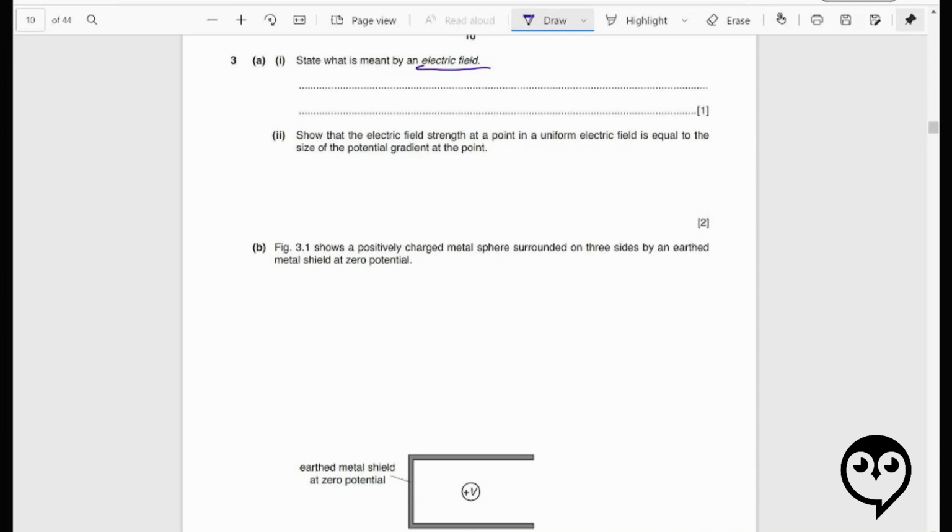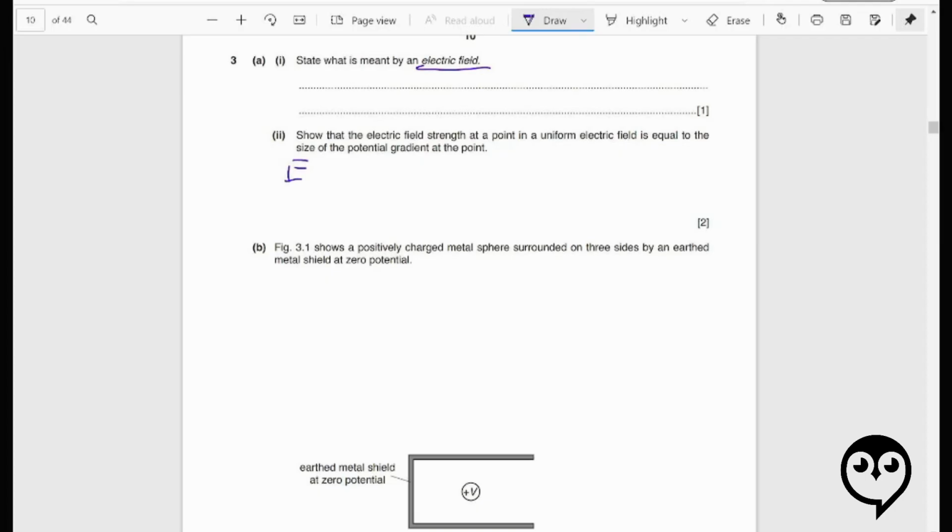Let's move on. Show that the electric field strength at a point in a uniform electric field is equal to the size of the potential gradient at that point. Oh, déjà vu. Okay. Electric field strength is equal to force per unit charge. Force is equal to charge times electric field strength. This is what I call electric weight. It's analogous to the force of gravity, field strength acting on the mass. This is electric field strength acting on the charge.